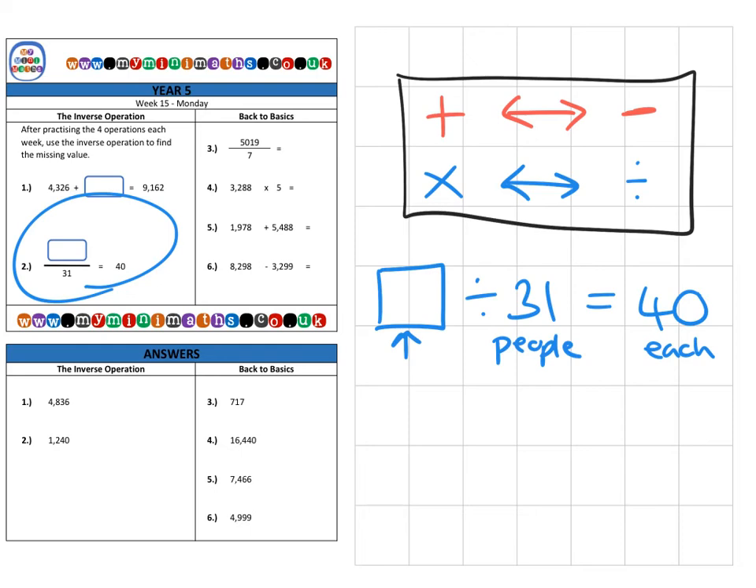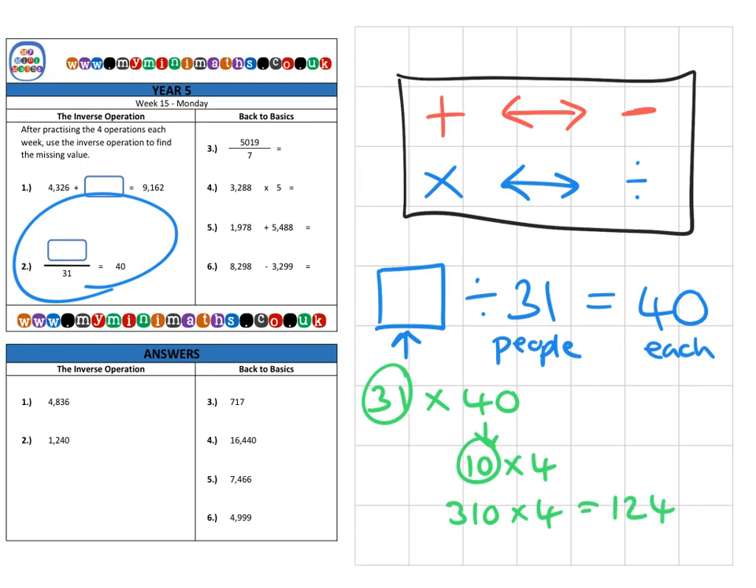So if I say I have 31 people with 40 each, I can calculate the total number of sweets in the box using multiplication. So 31 multiplied by 40, and you can use a column method or any other method you wish to do this. I'm going to split my 40 up into 10 times 4. So 31 times 10 is 310. I'm going to times that by 4, so double and double again. So 310 doubled is 620, doubled again is 1,240, for a total number of 1,240 sweets in the box to begin with.